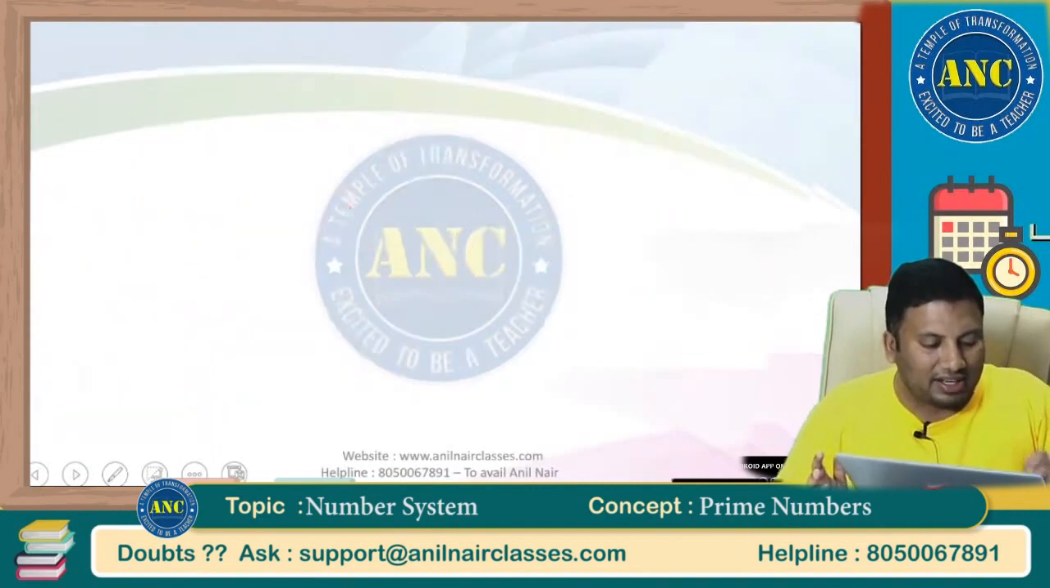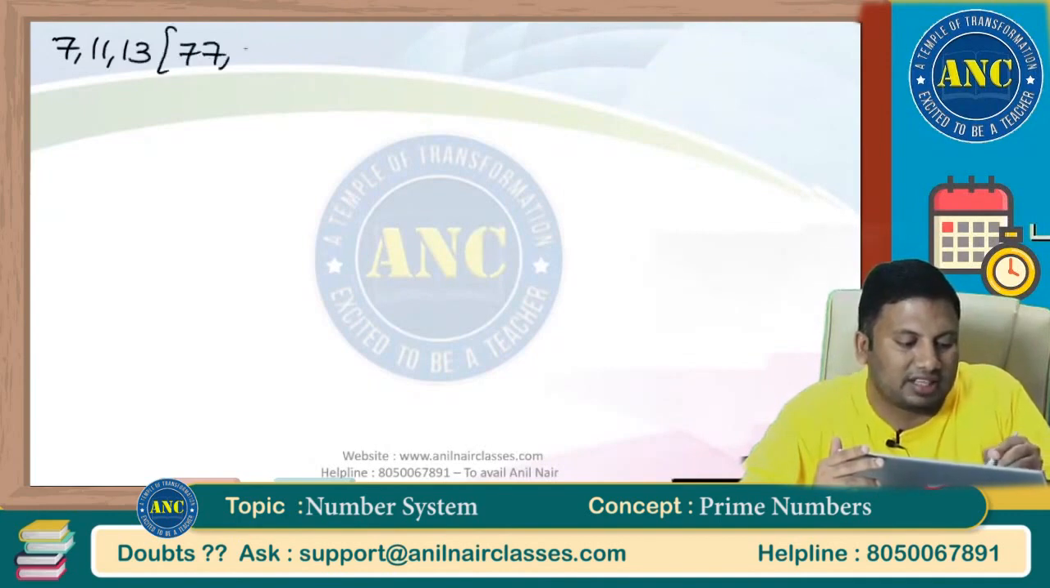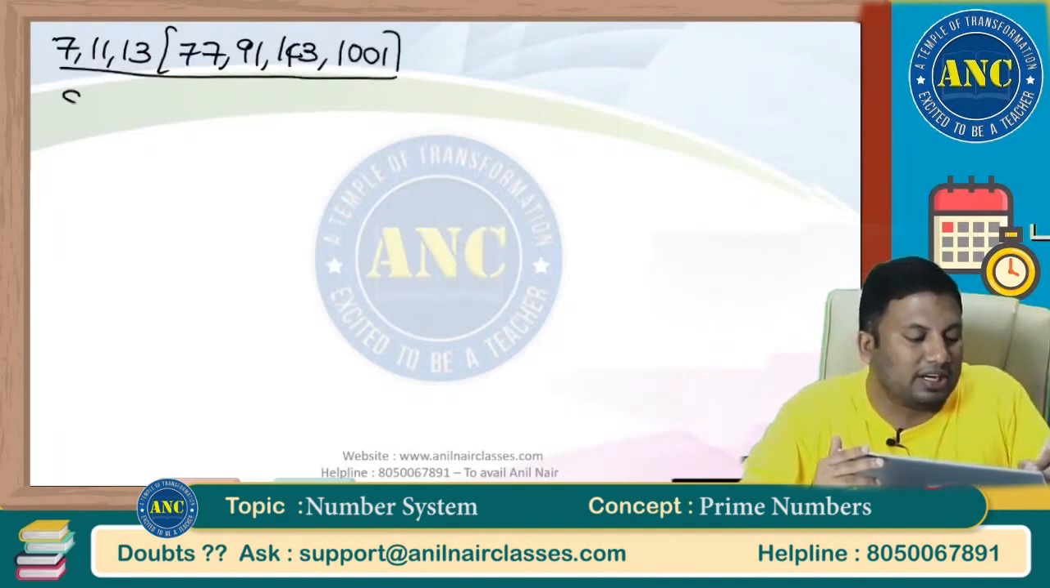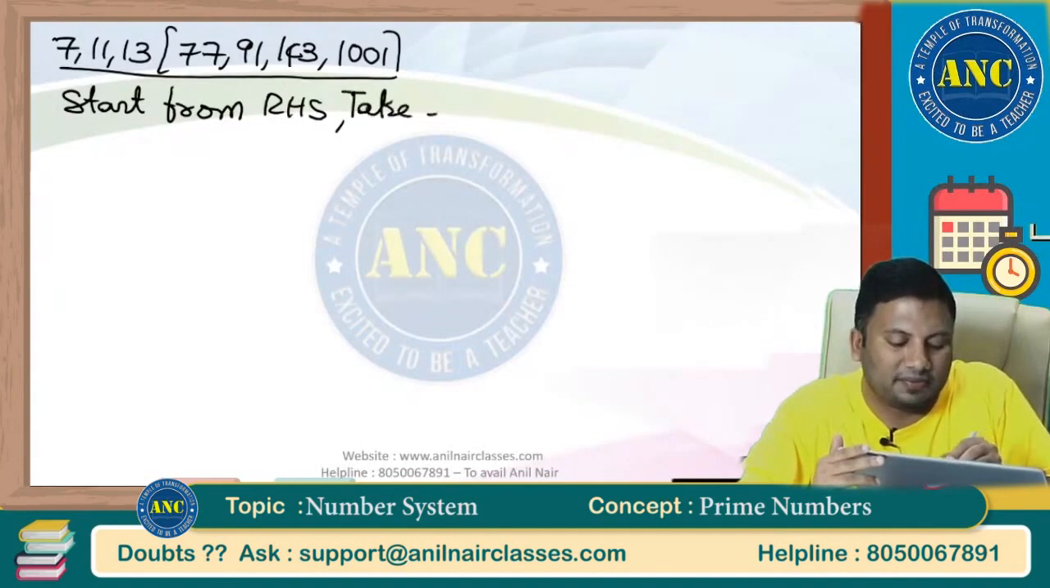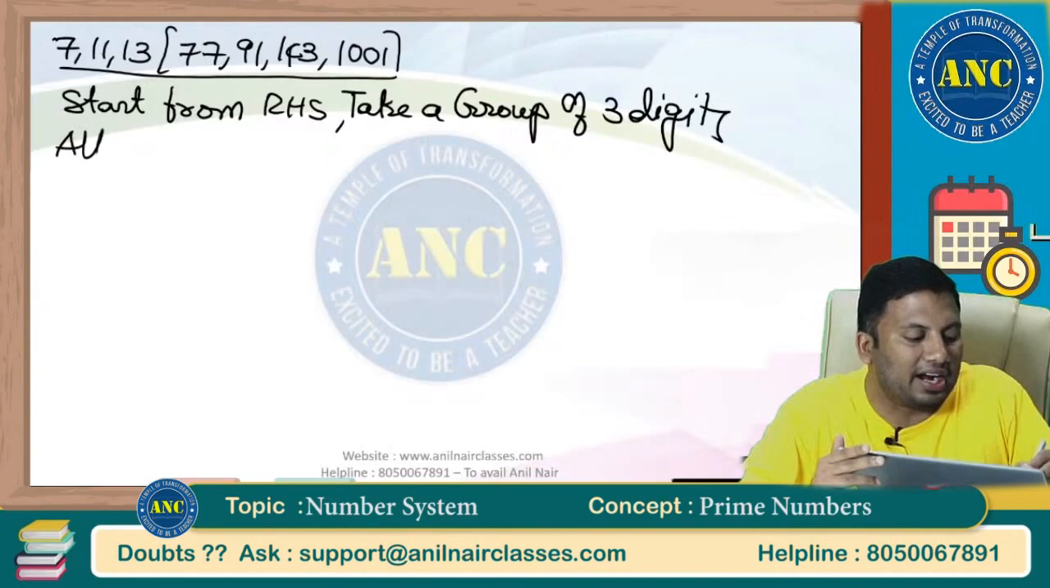First, we will write the rule. Divisibility rule for 7, 11, 13: 7 11s are, 7 13s are, 11 13s are 7 into 11 into 13. What is the divisibility rule? Start from right hand side. Take a group of 3 digits. Alternately add and subtract.